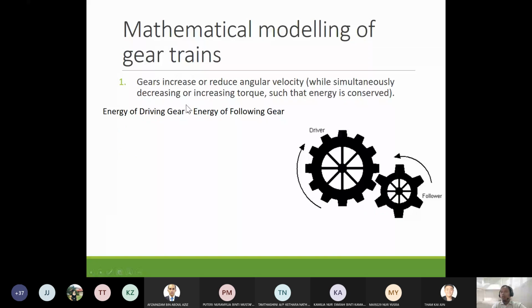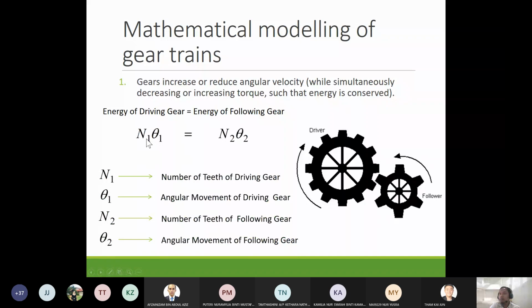So gears increase or reduce angular velocity. This is just a derivation. Later on we will see which formula to use. By using conservation of energy, the energy from the driving gear equals the energy of the following gear. Energy equals the number of teeth times the angular displacement. So n1 times theta1 equals n2 times theta2. This is the formula you need to remember.